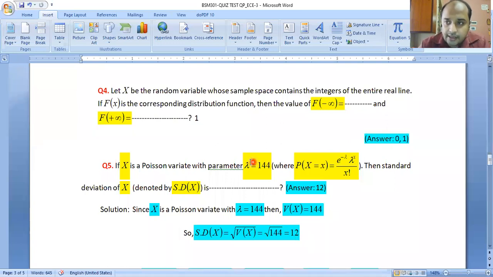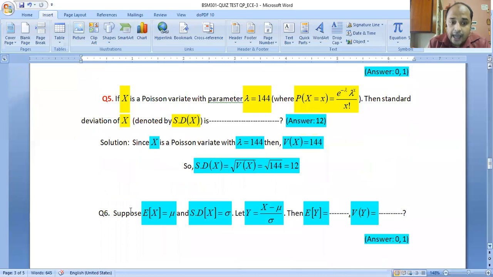For your case, I set the question like this: if lambda equals 2, what will be the mean of X? So also for Poisson-variate, the mean is equal to the parameter itself. So if in this question I ask what is the mean, and lambda is given to be 144, then the answer will be 144. In your case, the answer was 2, because the value was 2. Then I gave this problem to you.